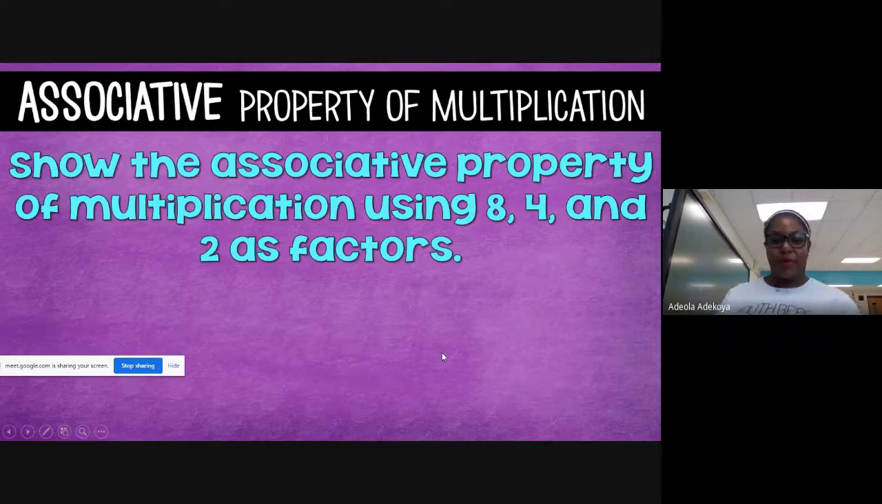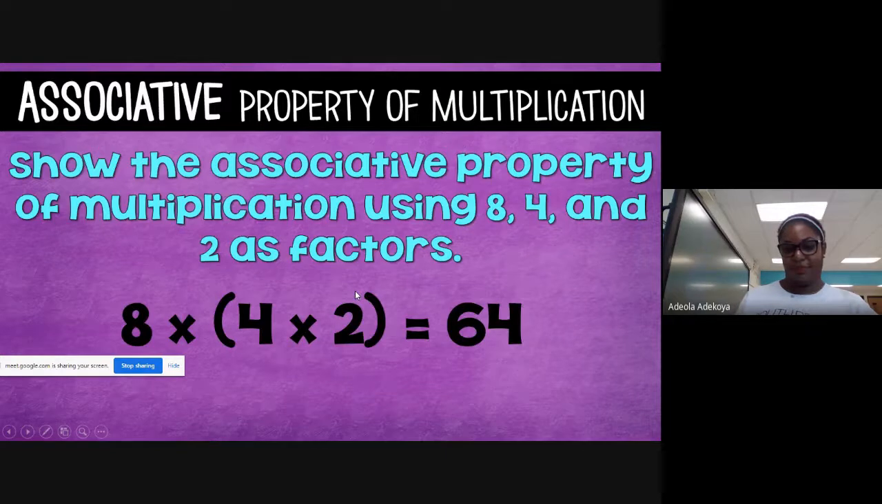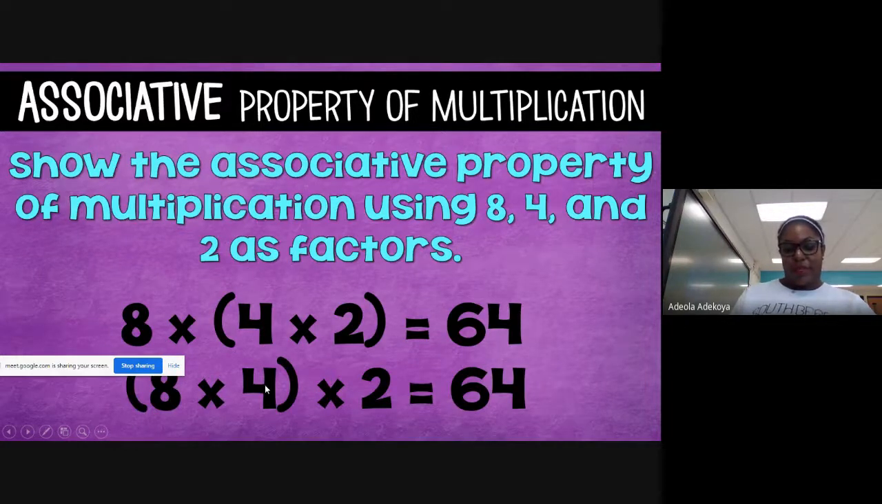Here's another example. Show the associative property of multiplication using 8, 4, and 2 as factors. 4 times 2 is 8, times 8 is 64. Remember, the 4 is going to associate with 8 now. 8 times 4 is 32, times 2 is 64. All right, so with the associative property, the way that it is grouped does not affect the product, okay?